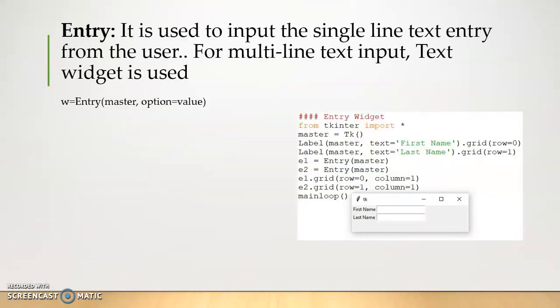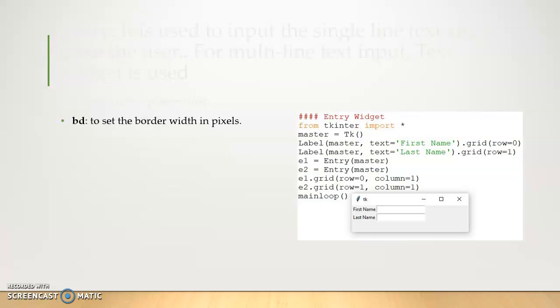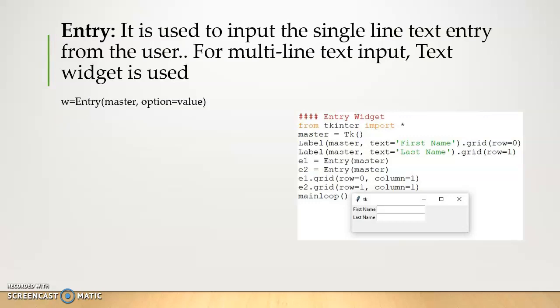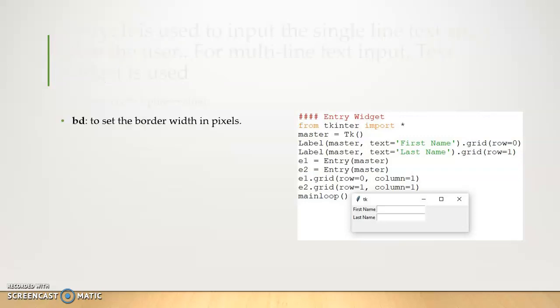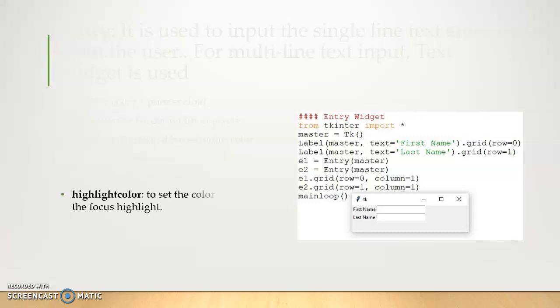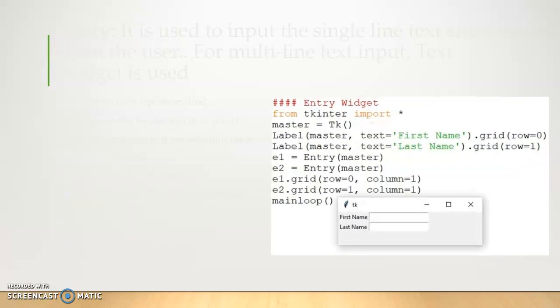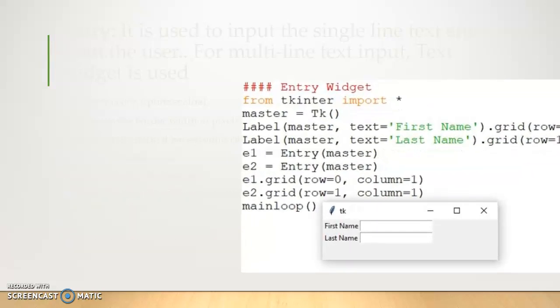Now the third is Entry. Entry is used to input a single-line text entry from the user. For multi-line text input, the Text widget is used. You can see we have given the syntax of this particular Entry method, master and option is equal to value. Similarly, we have the same parameters over here, and finally we are executing this particular program.